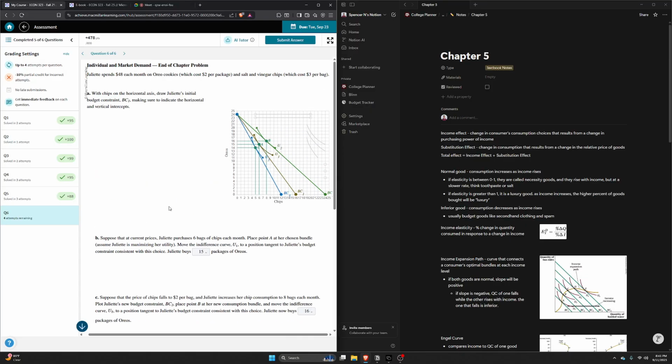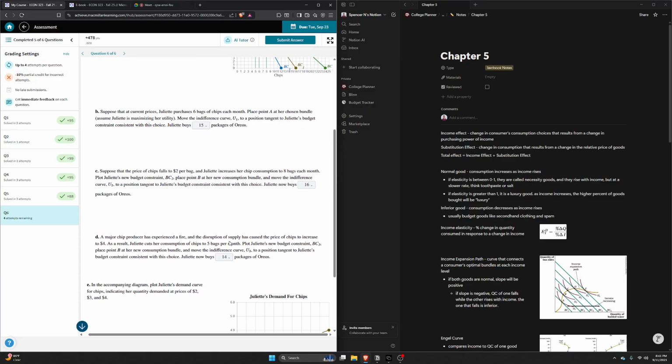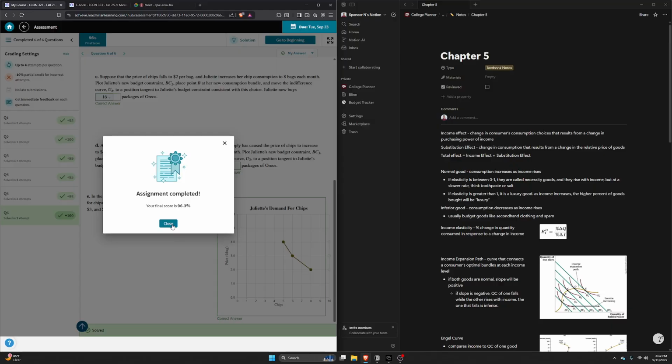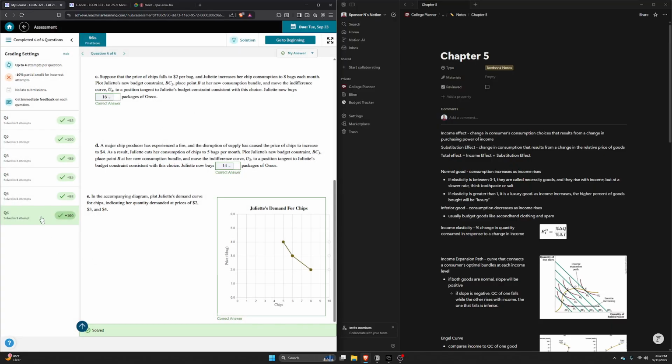Six, and then when it caught on fire, $4 a bag, she bought 5 bags. 5 bags of chips, $4. Hopefully this is right. I'm going to look really dumb. Awesome. All right, that's that.